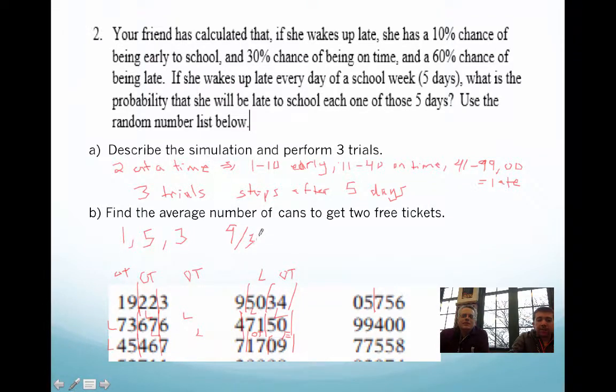And it says, what's the probability that she will be late to school on each one of those 5 days? Because we totally didn't write that. So, average number of late. Oh yeah, oops. So we can do her average number of late. I'm going to say she's going to be late on average 3 out of 5 days. So probability wise, that would be 60%.